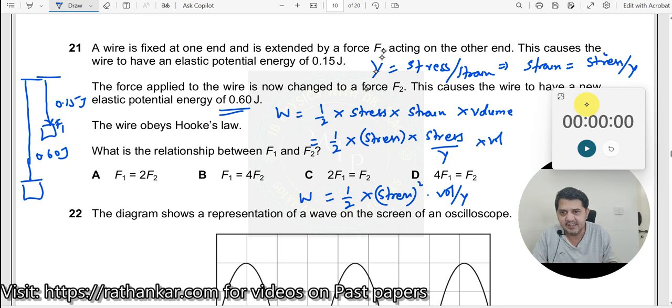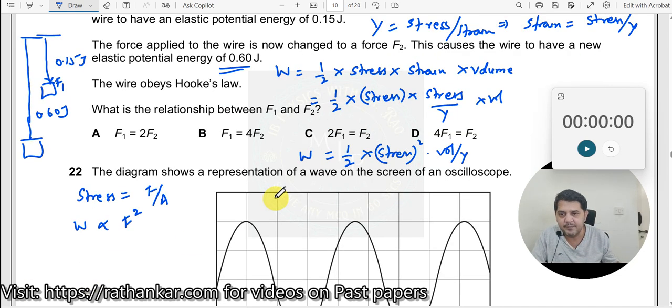What is stress? Stress is equal to force divided by area. So stress is proportional to force. If that is the case, work done is proportional to force square over here, the area changing negligibly. So now I have two elastic potential energies over here. I'll write W1 by W2 is equal to F1 by F2 the whole square, right?